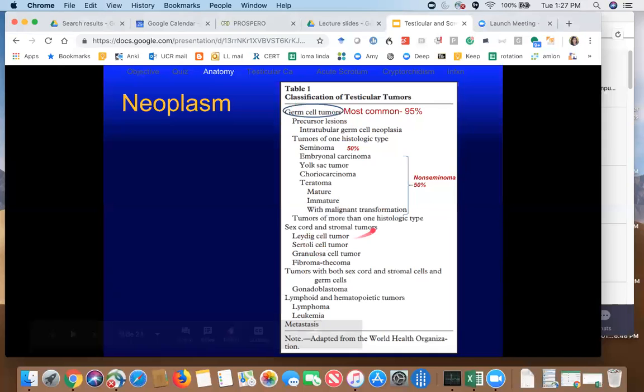But the most common by far is deriving from the spermatogonia. And there are two subtypes, seminomas and non-seminomas. They're like 50-50. Seminomas are the better one to have. They have a better prognosis. They respond to treatments compared to non-seminomas, which are typically more aggressive.